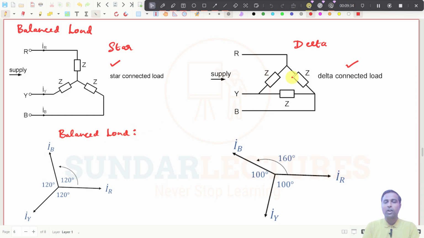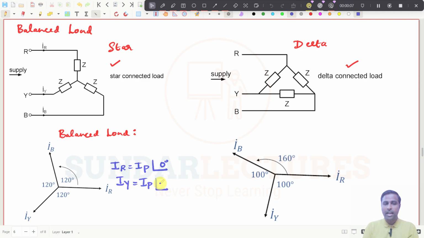See, why we are calling these balanced loads, try to understand. You see this IR phase, which is nothing but the magnitude of I phase at an angle of 0 degree, if you take this as the reference. And if you see this IY, this IY will be equal to what?